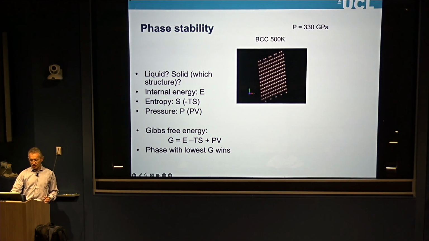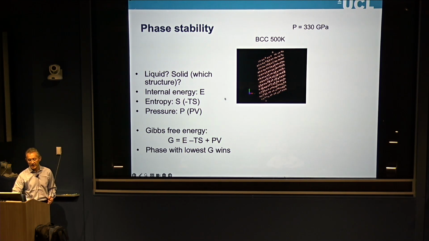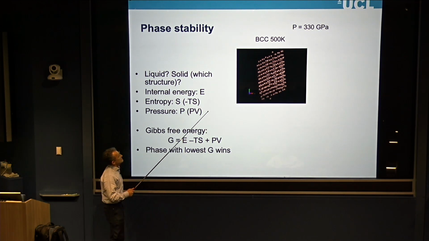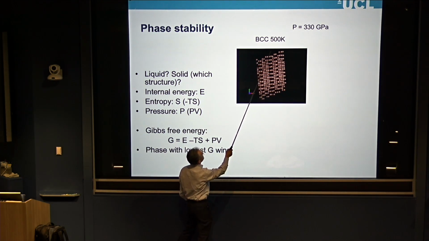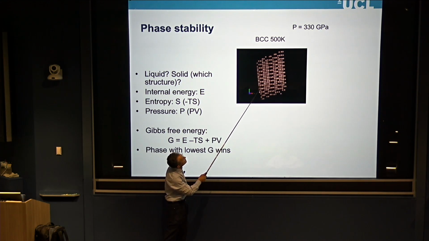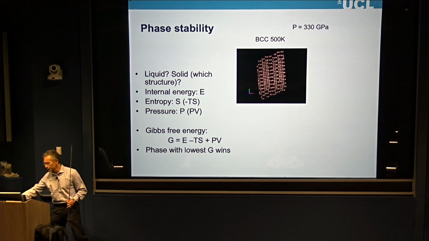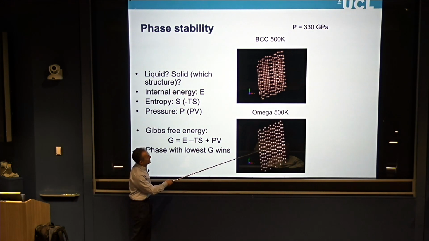So let me show you an example here. This is a structure of BCC iron. That's cubic iron, which I'm simulating, and showing you a simulation of this structure at 330 gigapascals and low temperature, 500 Kelvin. And you can see that it's gone to somewhere else from where I started from.